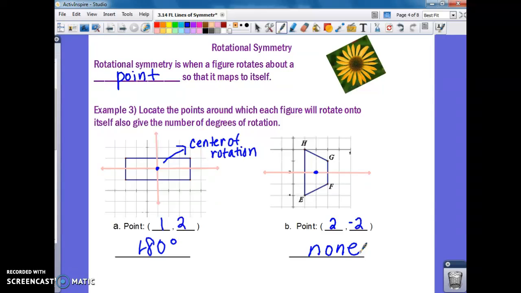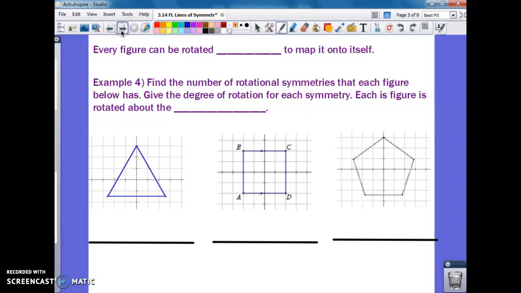You do not say 360 because that is a complete circle. And that's an obvious rotation. Every figure can be rotated 360 degrees to map onto itself. Find the number of rotational degrees of symmetry that each figure has below. Give the degrees of rotation for each symmetry. Each figure is rotated about the origin.